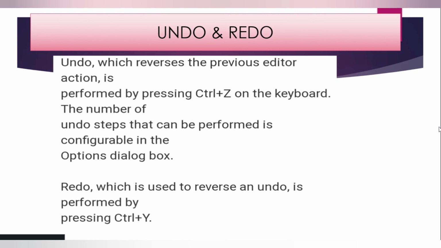Like, you have made some mistake while typing text. The first time you did undo by pressing Ctrl plus Z. Now again you want to restore that previous editor action, so you press Ctrl plus Y. So this was just the theoretical part of undo and redo. When you perform the practical, things will become clear to you.